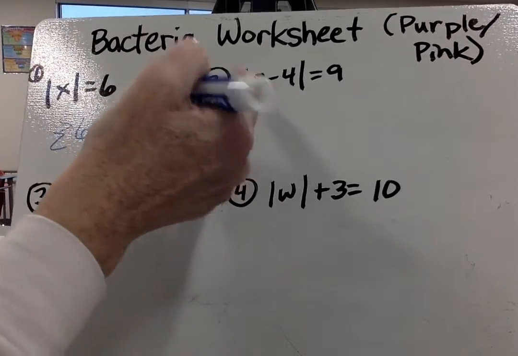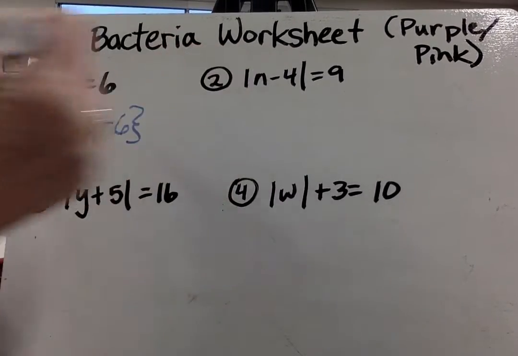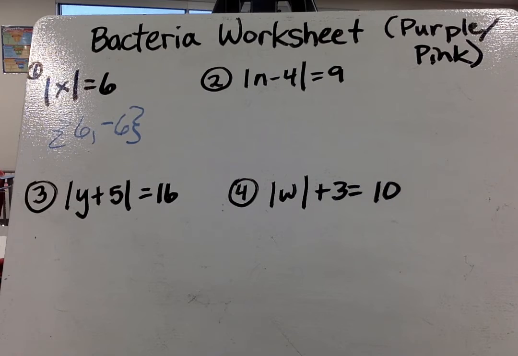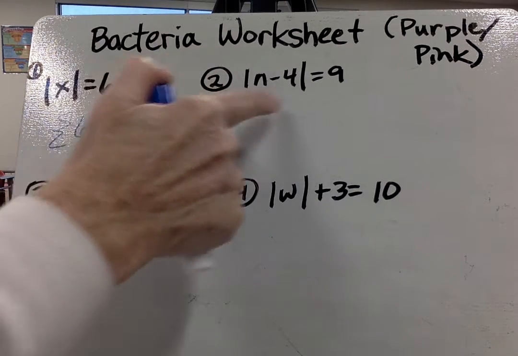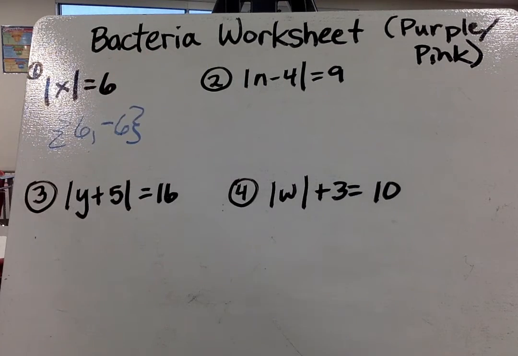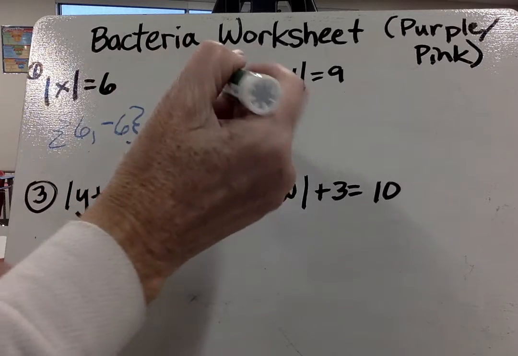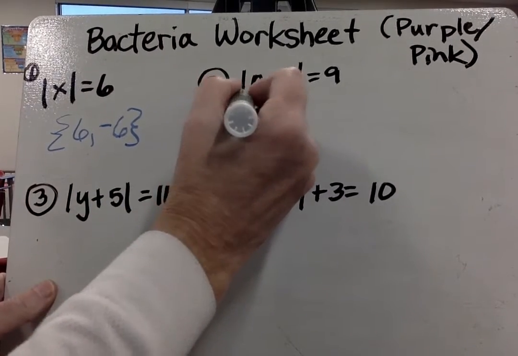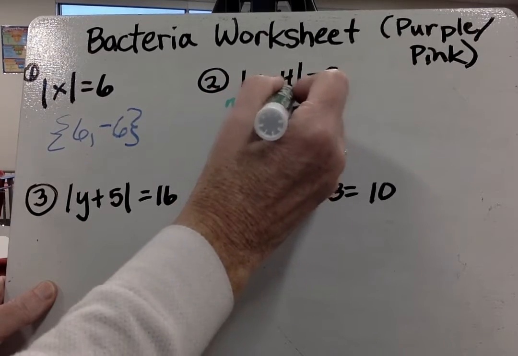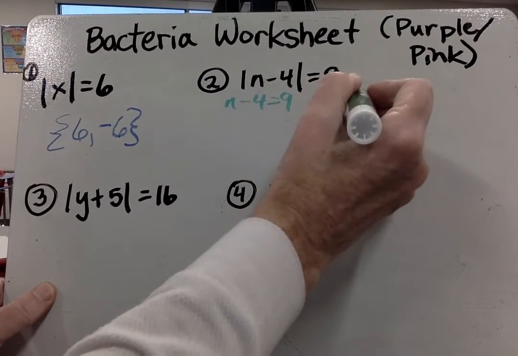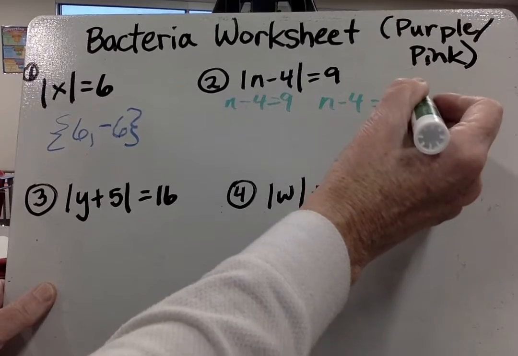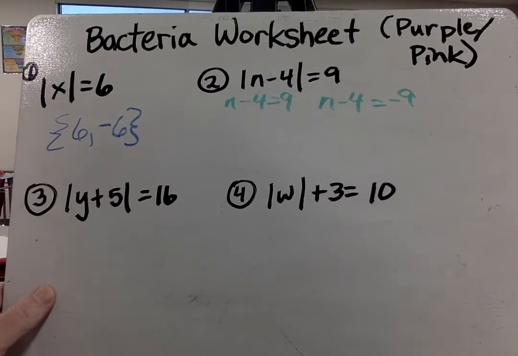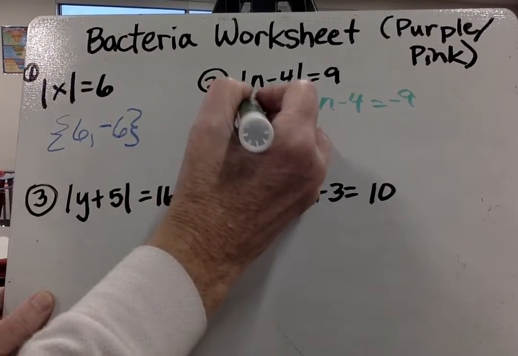Now over here to solve for this, we can say that n minus 4 equals 9. But also inside here could be negative 9 because that would still be equal to 9. Absolute value is always positive. So we write out n minus 4 equals 9 and n minus 4 equals negative 9. Then we solve the two equations and we'll get two solutions here.